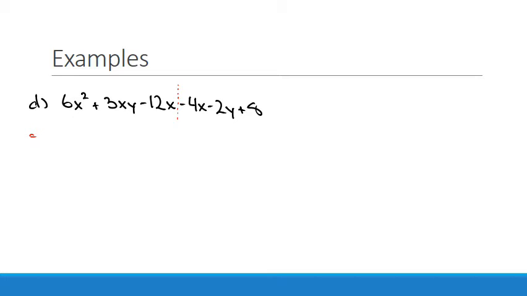Okay, and I'll think about this. 6, 3, and 12. So 3 is common, and I see there's an x common to everything as well. Start dividing everything out. That's going to be 2x. 3xy divided by 3x will be positive y. Negative 12x divided by 3x, a negative divided by a positive is negative, and then just 4. All right, so I know what I want my next bracket to look like. Let's see if it works.